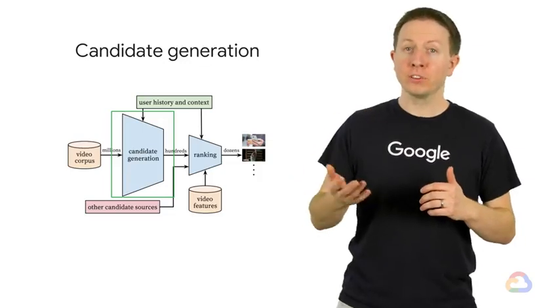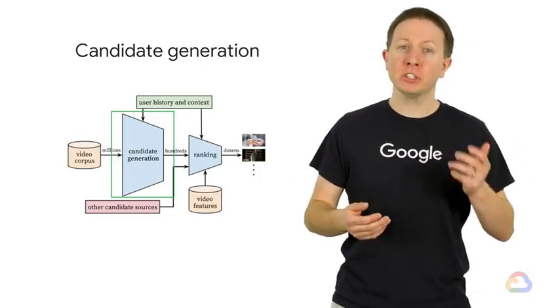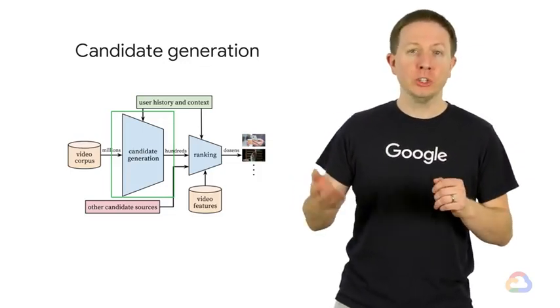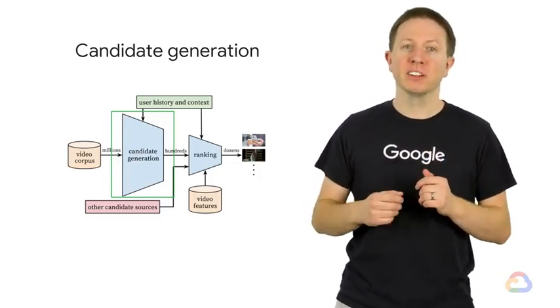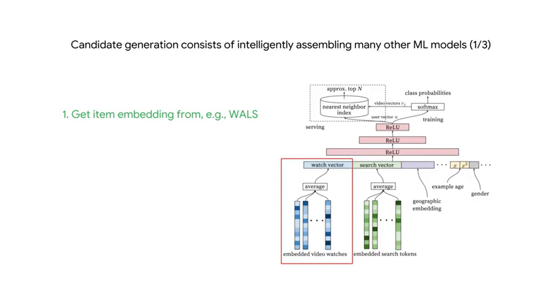Now that we've had the overview, let's take a deeper dive into each of the two neural networks used for the YouTube video recommendation system, starting with the candidate generation network. Just as we did with our design lab and neural network lab, hybrid models require intelligently assembling many other machine learning models into a pipeline. These use multiple data sets and model types to help give the best recommendations.